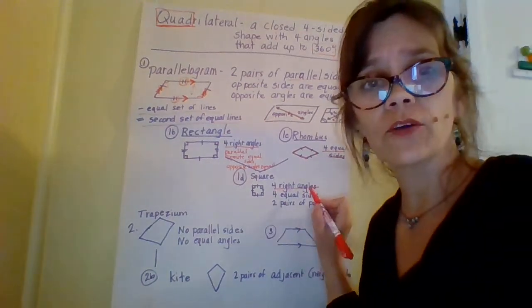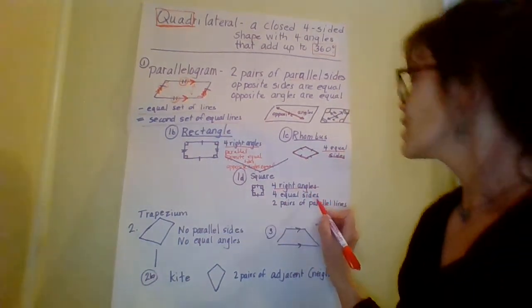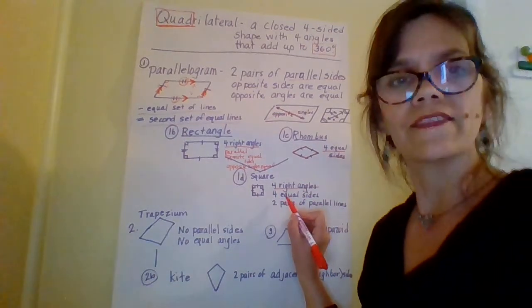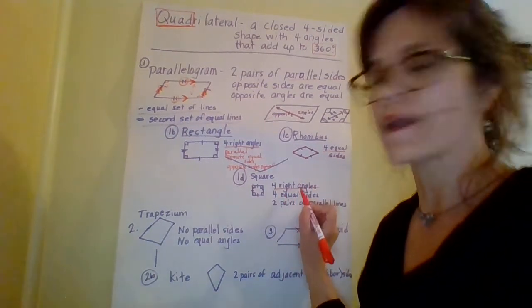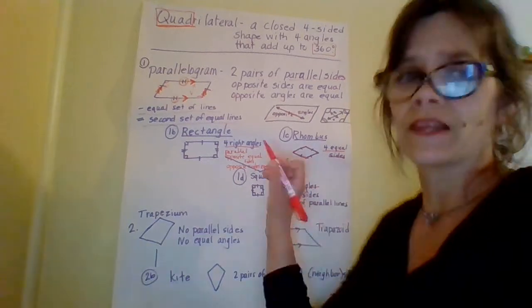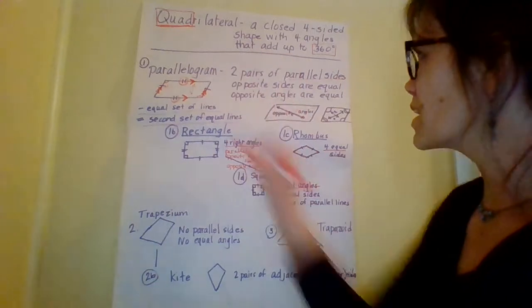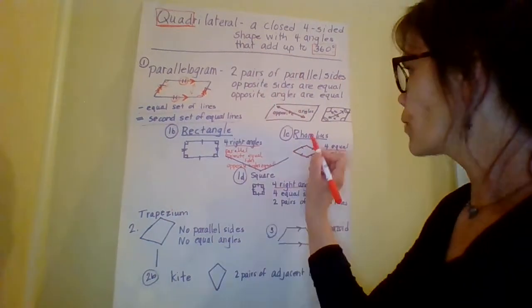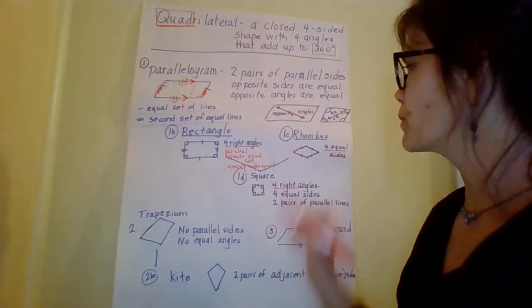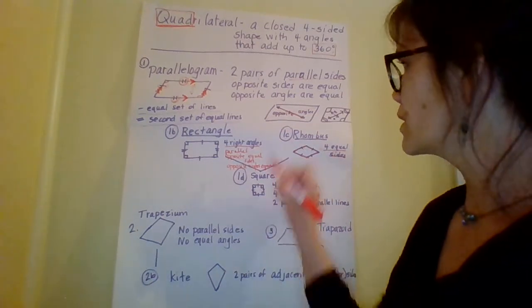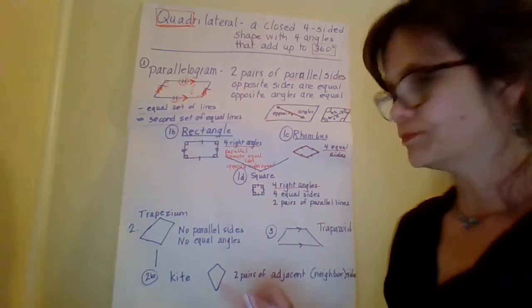And it's a parallelogram, just like a square is. And its opposite angles are equal. The only thing that's different between the rhombus and the square is that it doesn't have 90-degree angles. Okay, so these guys live in a family group. The rhombus is part of the parallelogram family, but not part of the rectangle family. And it has some similarities with the square.